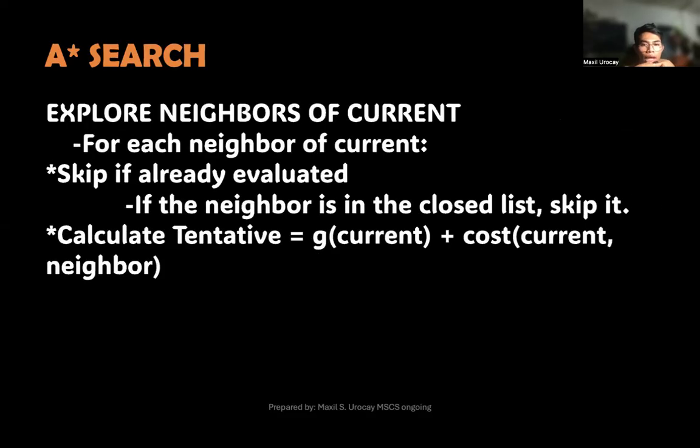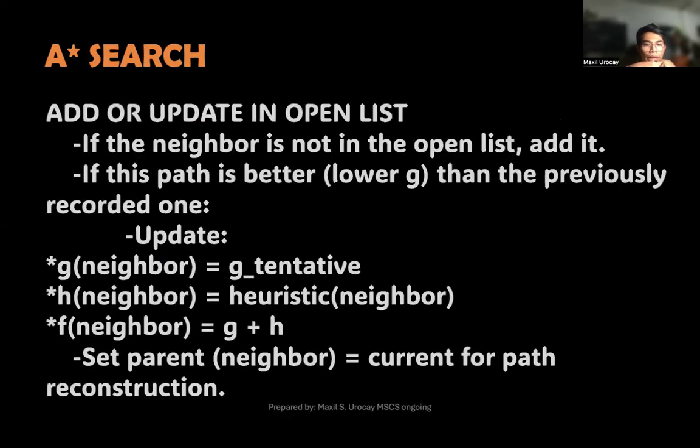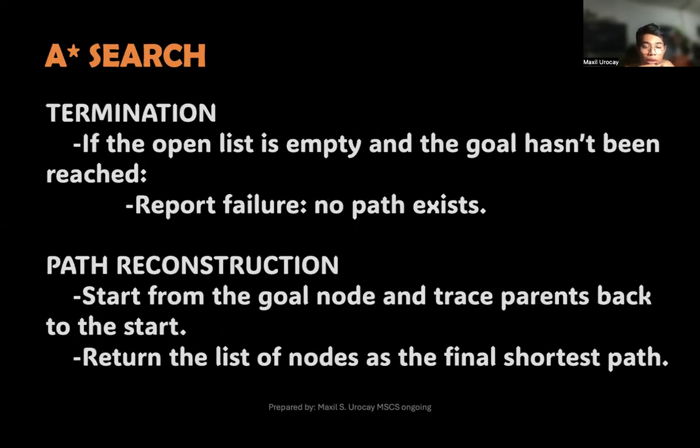Afterwards, explore the neighbors of current. For each neighbor of current, skip if already evaluated: if the neighbor is in the closed list, skip it. Calculate the tentative g, the g of current plus the cost from current to neighbor. Then add or update the open list. If the neighbor is not in the open list, add it. If this path is better, with a lower g than the previously recorded one, update g of neighbor to the tentative g, h of neighbor to the heuristic of neighbor, and f of neighbor to g plus h. Set the parent of neighbor to current for path reconstruction. That's how we will deal with that.